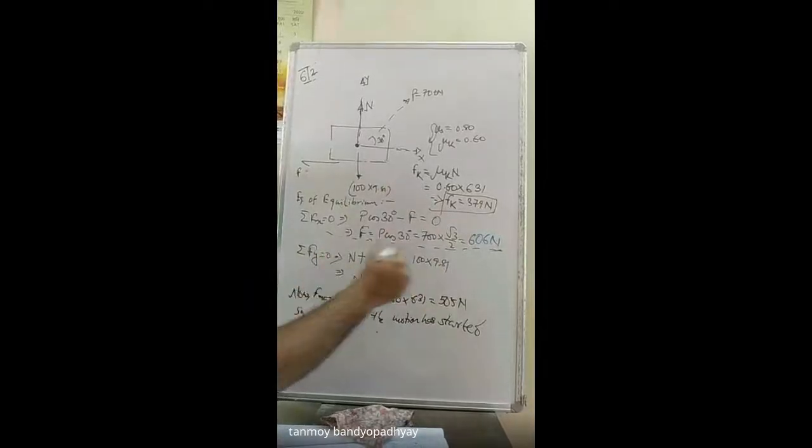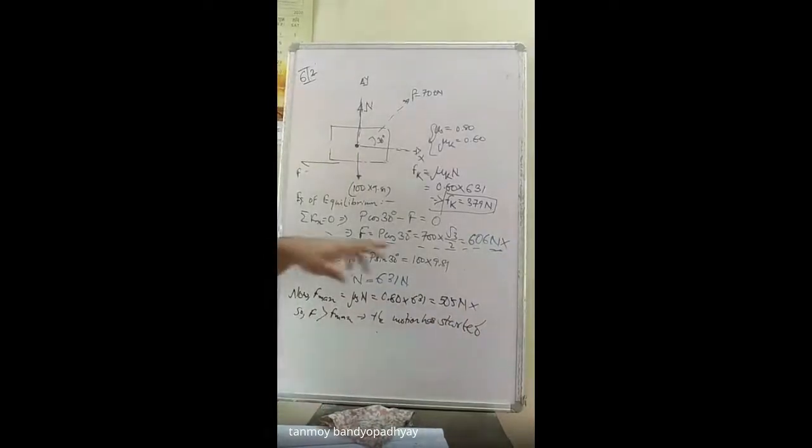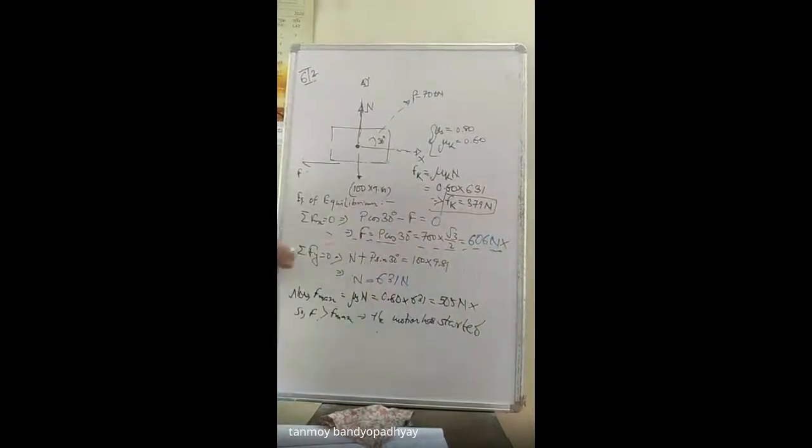Not this one, not this one, neither this one. Because the body has already started moving, so this doesn't come into the picture. The body has already exceeded F max, so this won't be the value. The body is already in motion, so the frictional force will be given by the kinetic friction value, which is mu k into N. So I hope you can understand this.